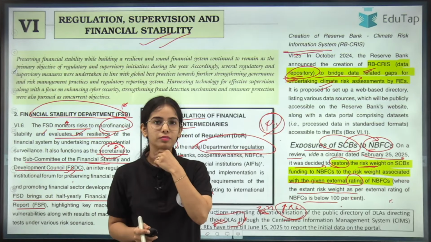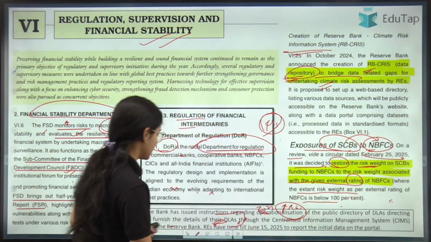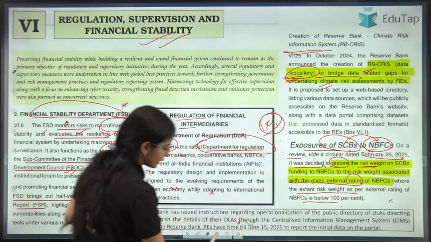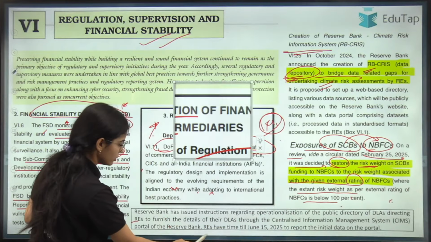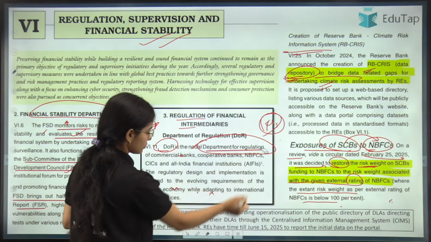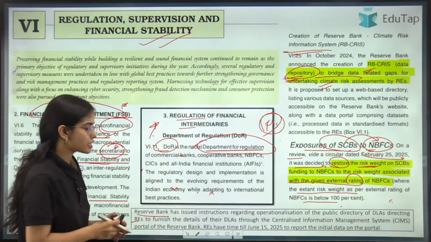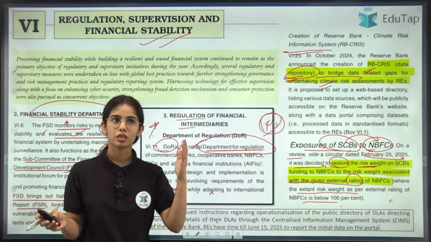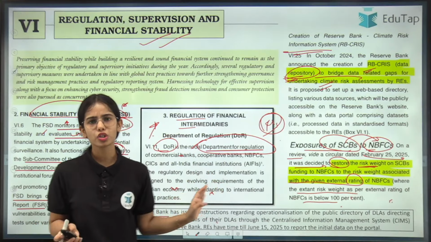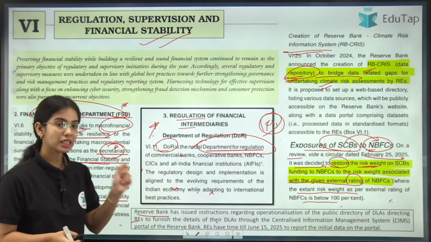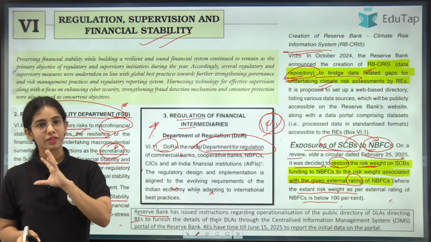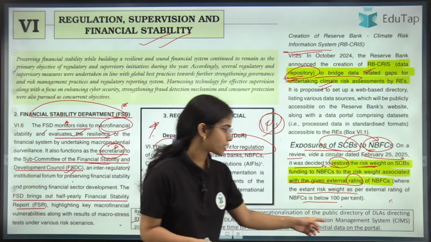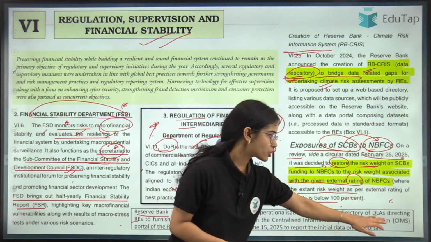Okay. Now, next is digital lending. Here you can see that the Reserve Bank has issued instructions. Now, how many of you have seen the digital lending regulations session that I have taken recently? This is related to that session. Digital lending guidelines are released, and they are very important, so you have to see them. The Reserve Bank has issued instructions regarding operationalization of the public directory of digital lending apps.